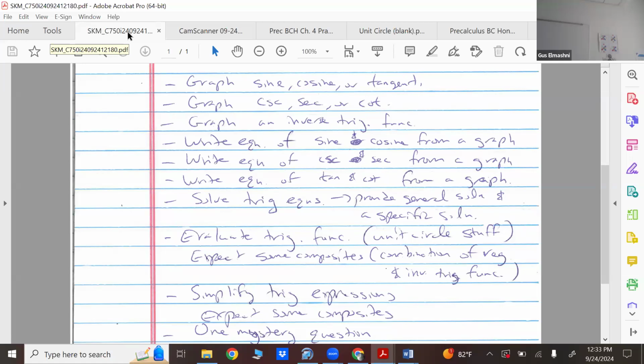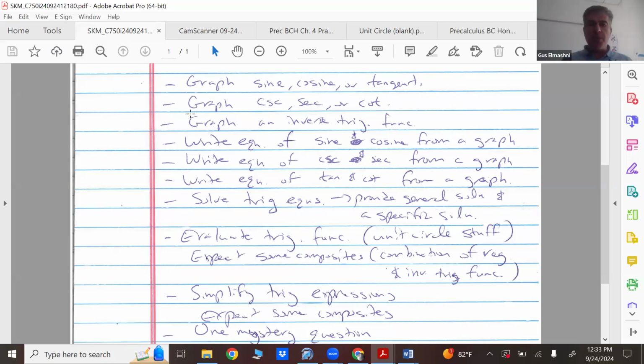Evaluate trig functions. So I might expect some composites, like I might say, hey, give me the inverse secant of cotangent of pi over 3. Something like that. I don't know. Again, I just made that up. I don't know if that works out. But it'll be unit circle stuff. So expect some of that stuff. Simplified trig expressions, also expect that as well.